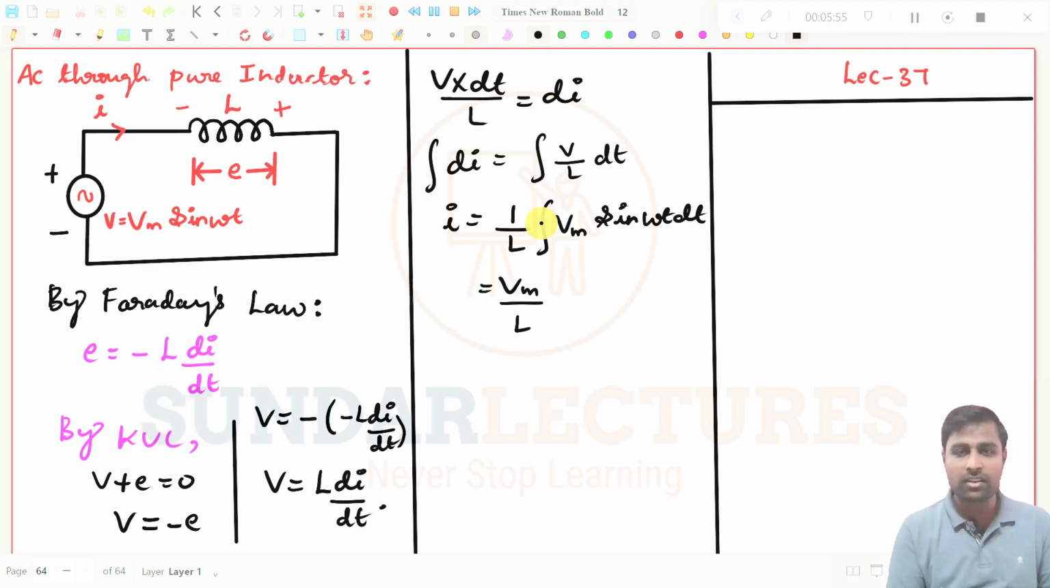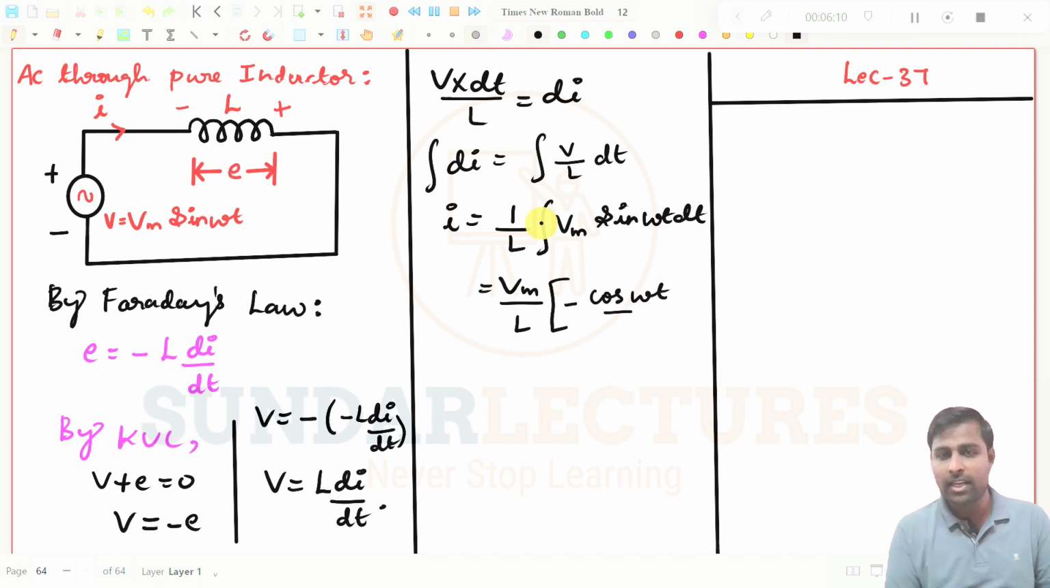Sorry, this is not dt. Actually, yes, it is dt. So if you are integrating sin omega t, what you will get is minus cos omega t divided by omega, right? Why is this omega coming? Because I am integrating with respect to t. Omega is already there, so you need to differentiate this term in the denominator. So you will get it like this.